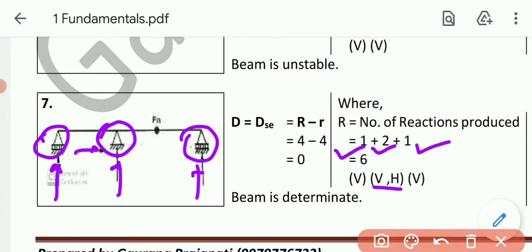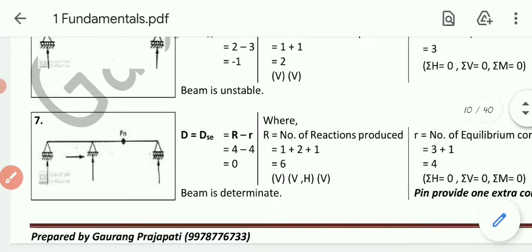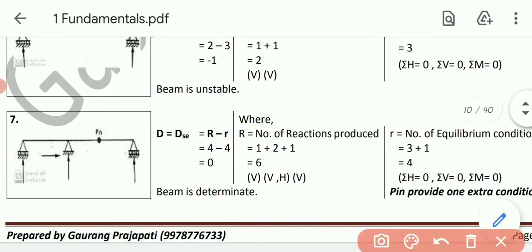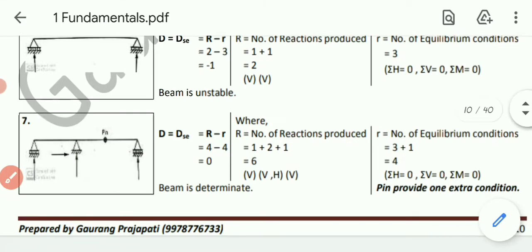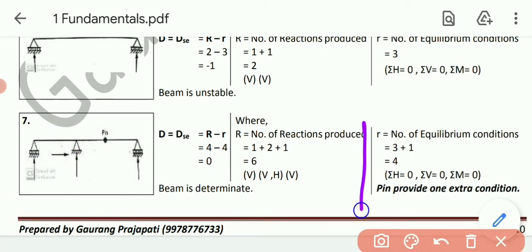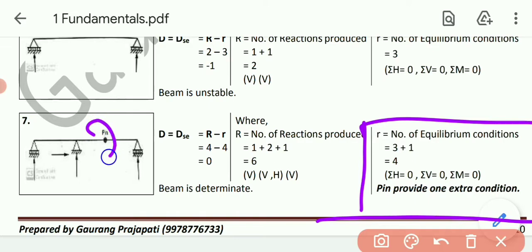So 1 plus 2 plus 1, okay, one editing mistake is there, that is 4. So capital R's value is 4. Okay, talking about small r. So small r, we usually took small r in all examples equal to 3, but in this one, as we can say, pin is given. We have seen in the theory what a pin does.